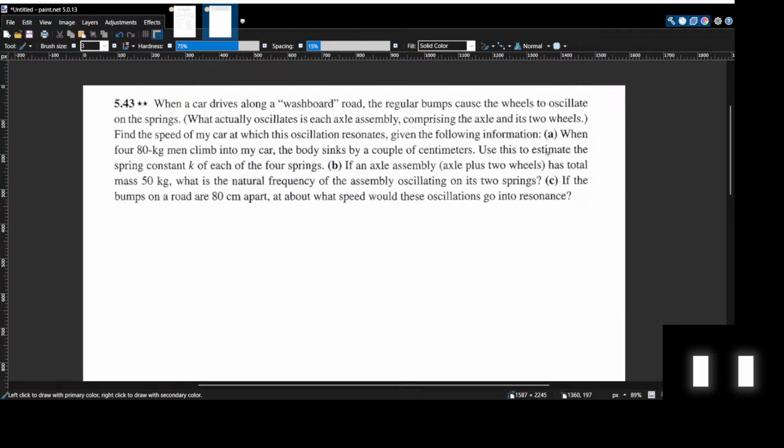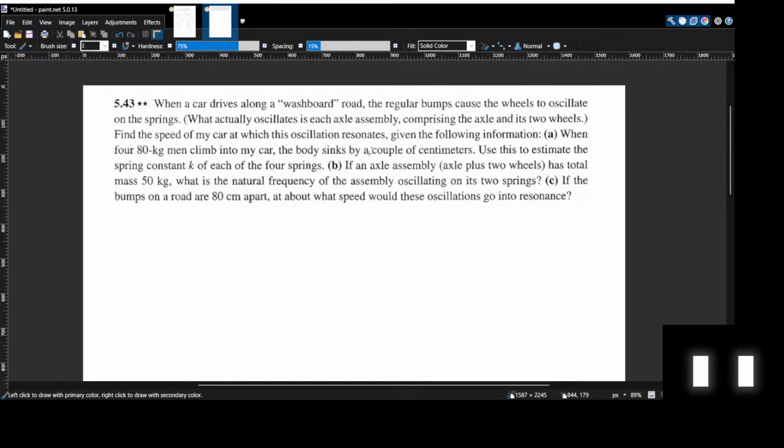B. If an axle assembly, axle plus 2 wheels, has total mass 50 kilograms, what is the natural frequency of the assembly oscillating on its 2 springs? And C. If the bumps on the road are 80 centimeters apart, at about what speed would these oscillations go into resonance? Oh boy, this actually looks like a pain, if I can decode what this one is trying to say.